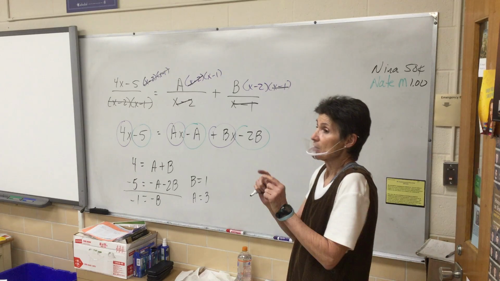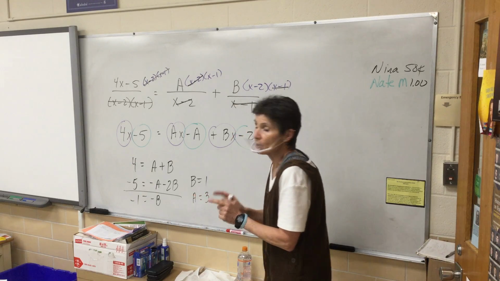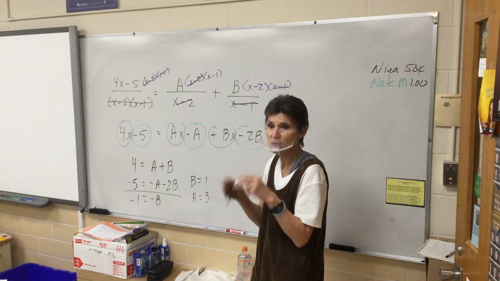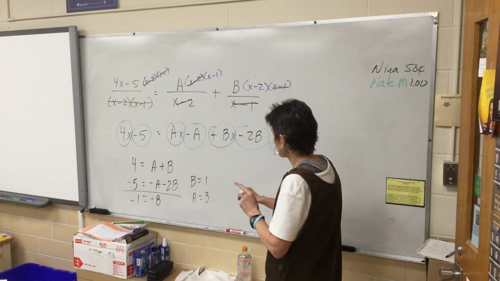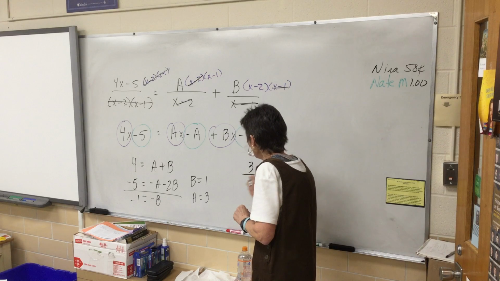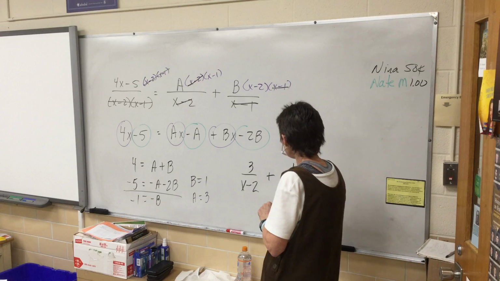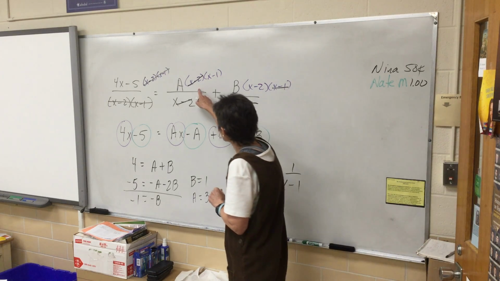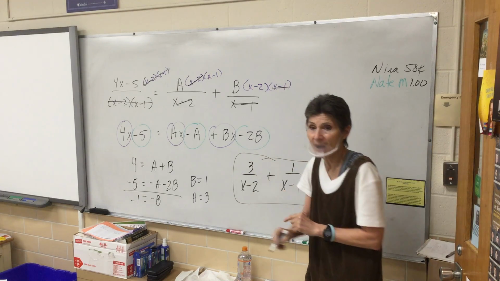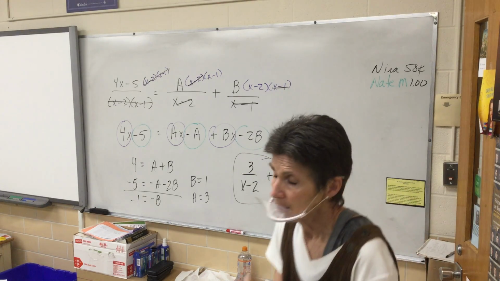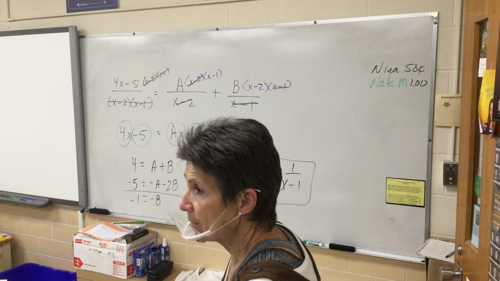Now, this is the only time that we don't write our answers as an ordered pair. Usually when we're doing a system of equations, our answer is an ordered pair. No, your answer is the fractions. So you're going to have 3 over x minus 2 plus 1 over x minus 1. A and B. This is the answer to the problem. Your job was to find the fractions. So that's what they are. Okay, does that make sense?